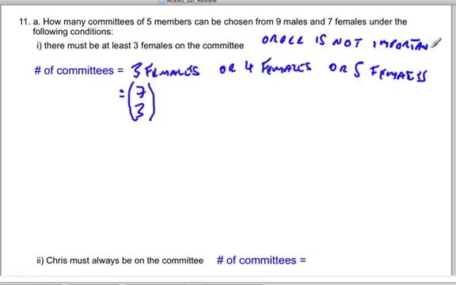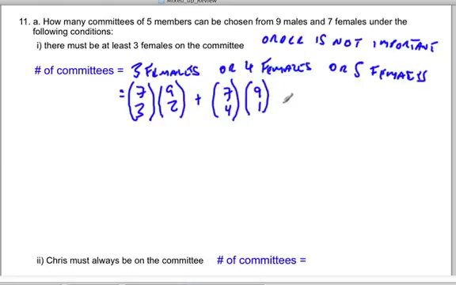So the number of ways you could choose 3 females out of the 7 is the combination of 7 choose 3. And the number of ways that we could choose 2 males to round out the 5 member committee is going to be 9 choose 2. Number of ways we could choose 4 females from the 7 is the combination of 7 choose 4. And then we would have 1 male chosen out of the 9 for the committee. Lastly, 5 females is going to be the combination of 7 choose 5 times 9 choose 0.